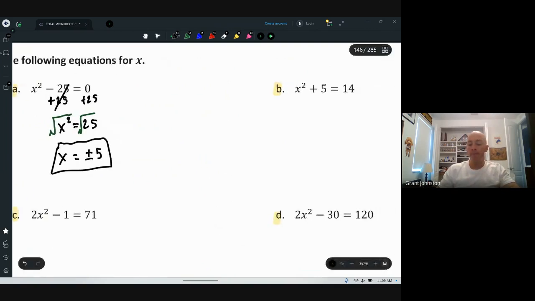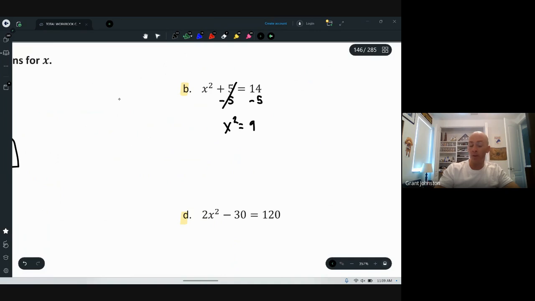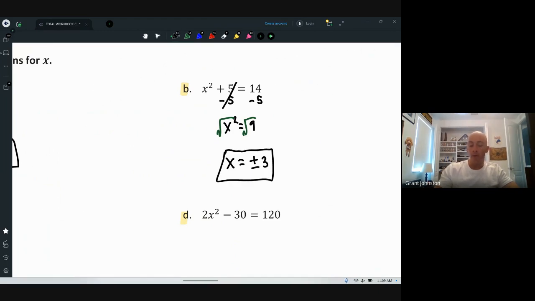So on B, if I'm solving for x, I would go plus 5. So I have x squared equals 9. And we're at the same sort of thing here. You should recognize that the two answers, what x could be, 3 or negative 3, because 3 to the second power is 9 and negative 3 to the second power is 9. So the answer is plus or minus 3. Now, if you're showing full work, the inverse operation of squaring would be taking the square root. So I would say x equals plus or minus 3. In other words, positive or negative 3.